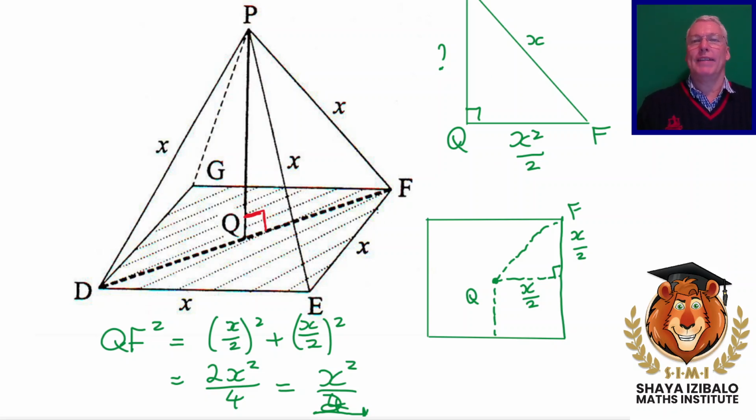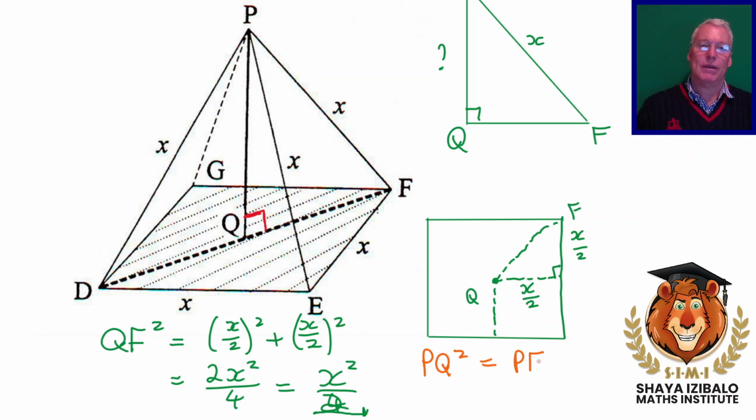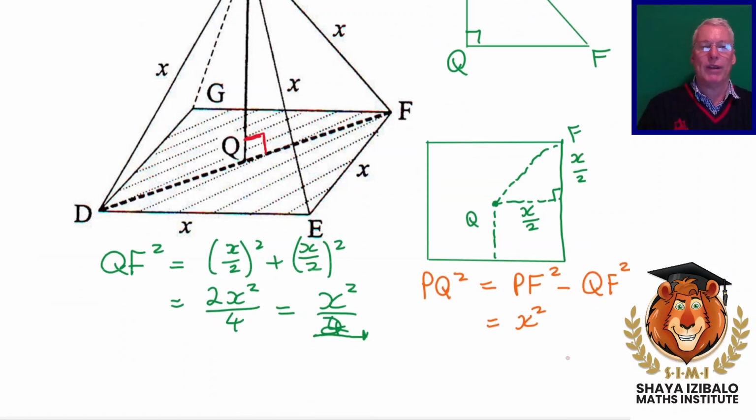I'm not even going to write that on the diagram right now, because we're going to make a little Pythagoras equation now. PQ squared will be PF squared minus QF squared. And I know that PF is x, so PF squared is going to be x squared. And here I've got QF squared. Notice I didn't ever need to actually get QF. QF squared is x squared over 2. And now PQ will be the square root of this answer.